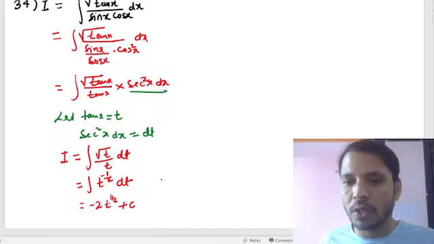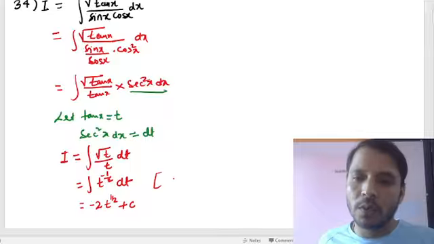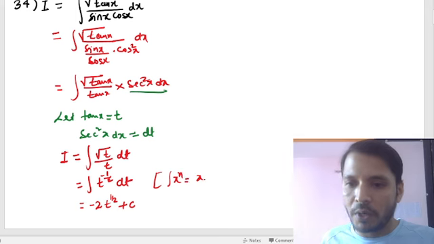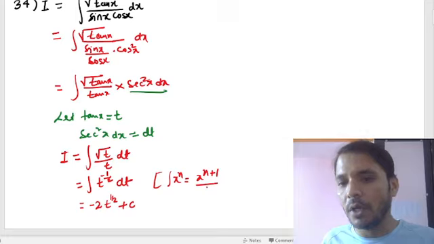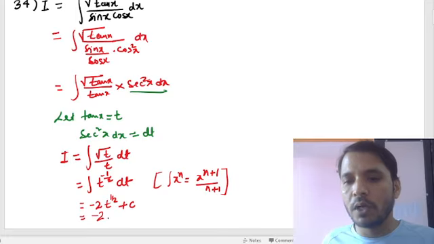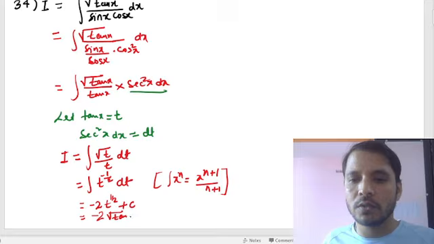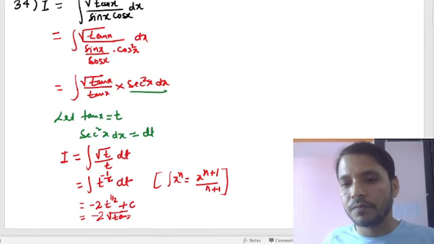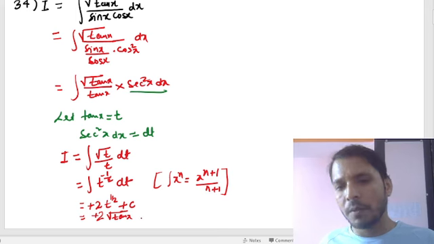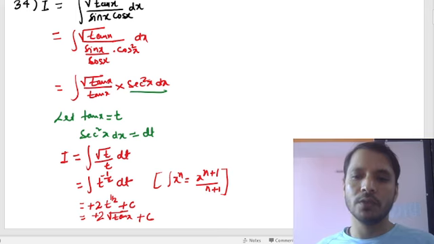We are applying the formula: the integration of x to the power n is x to the power n plus 1 divided by n plus 1. Now we have to finally replace t. Power 1 by 2 means root, so root of t means tan x. It is plus only, not minus, because we get 1 by 2, so it is plus 2 root tan x plus c. So this is the answer of question number 34.